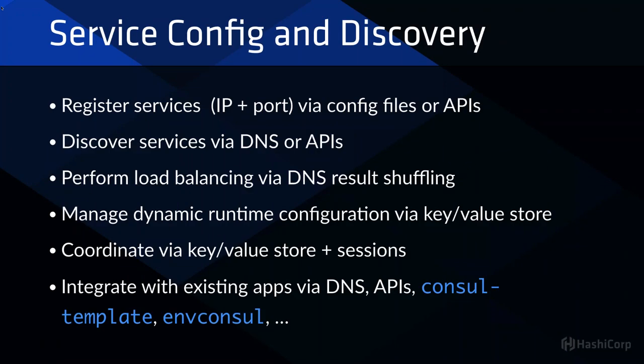At its core, Consul is about service configuration and discovery. The basic concept of operations here is that you register your services with Consul, and at the most basic level, a service is an IP address and a port number. You can do that via configuration files or through HTTP REST-style APIs. Then all the machines in your cluster can discover services via DNS or similar APIs. So Consul becomes a source of truth for where all your services are located in your cluster. Consul lets you perform load balancing by shuffling the results when it answers DNS queries.